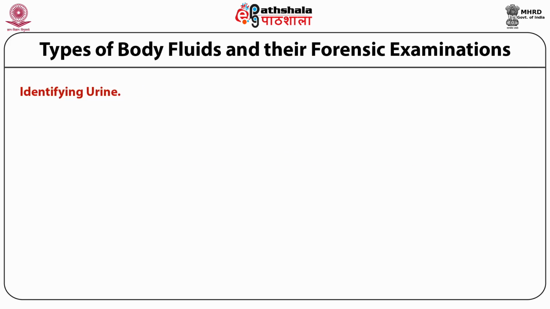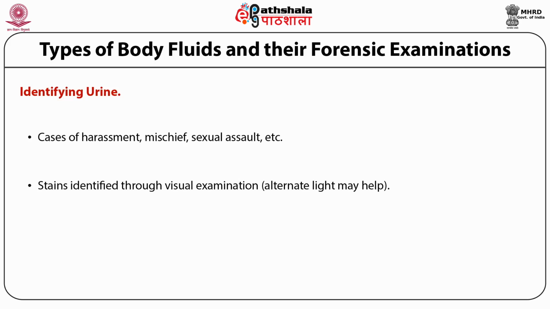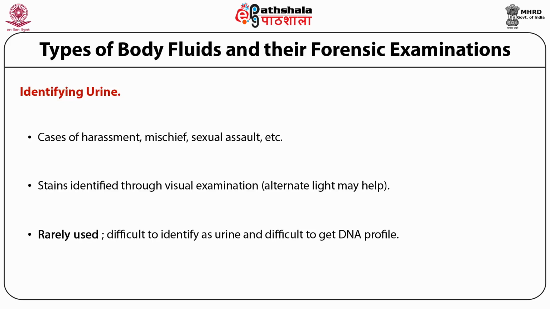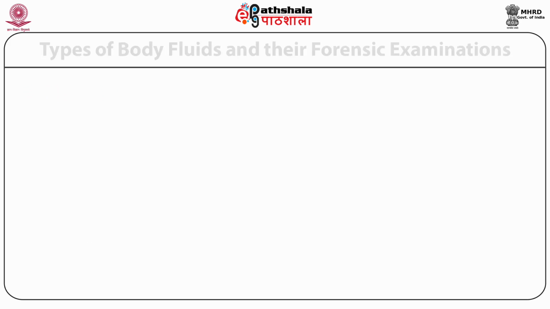Identification of urine. Urine is helpful in cases of harassment, mischief, sexual assault. Stains are identified through visual examination. Alternate light may help in case you want to identify urine on a piece of cloth. Rarely used, as it is difficult to identify as urine and difficult to get a DNA profile.